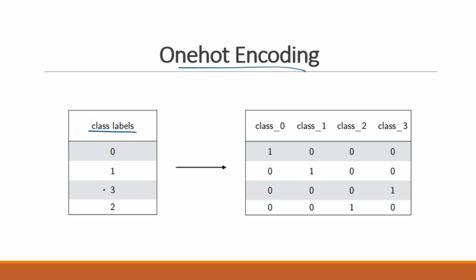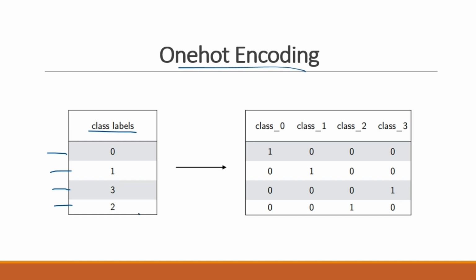So imagine we have a data set that consists of different class labels here. Each row represents one training example. So we have the first training example with class label 0, the second one with the class label 1, and then the class label 3, and then class label 2, and the number of possible class labels is 4.